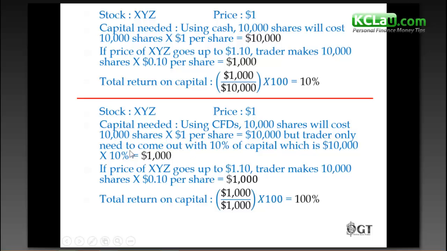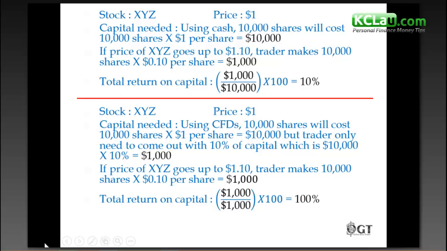Using 10% as your capital. 10% of capital is $1,000, right? So the brokerage will fund $9,000. Fund the balance 90%, and because they fund the balance 90%, you have to pay an interest, and the interest is roughly 2 to 3% per annum. Just 2 to 3% per annum, not a lot.